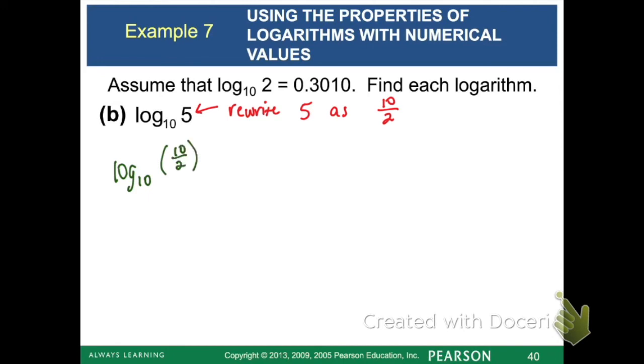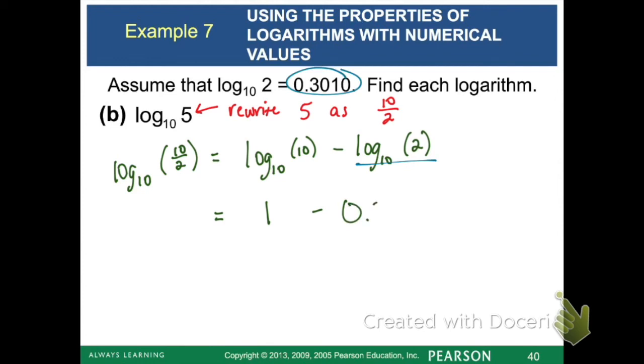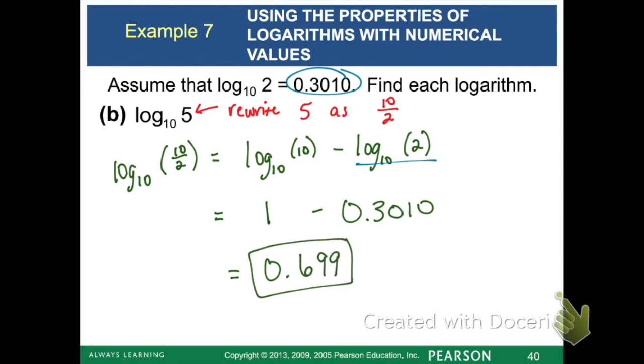We can use our quotient rule here since we have division going on inside of the log. So we'll have log base 10 of the top minus log base 10 of the bottom. Now, anytime we have log base 10 of 10 or log base 2 of 2 or log base 7 of 7, anytime those two are the same numbers, it's actually just going to be equal to 1. So this first term, we just get 1. And then the second term, log base 10 of 2, we know is 0.3010. So our final answer is 0.699.